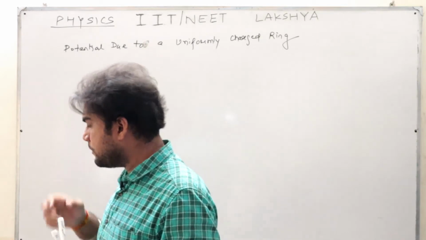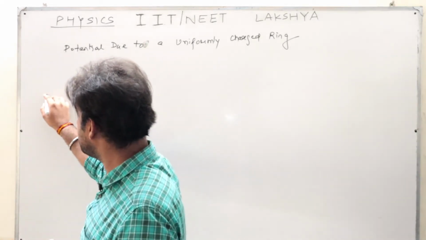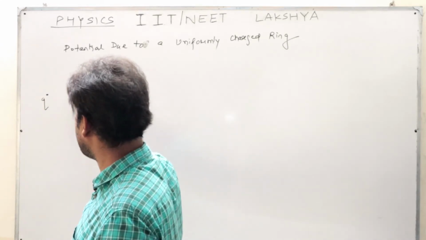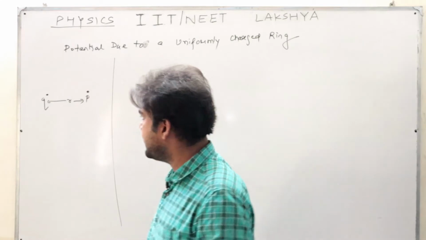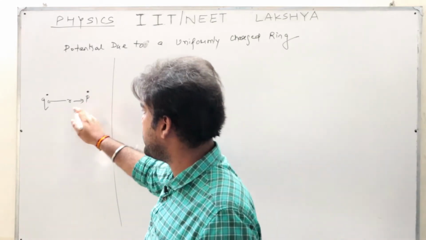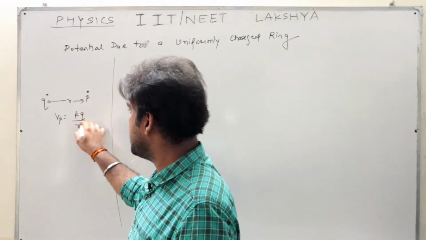Before, you have already seen that suppose this is a charge q and at a point, let us say this distance is r, and we are asking the potential at any point p. Then we can write the potential is kq by r.